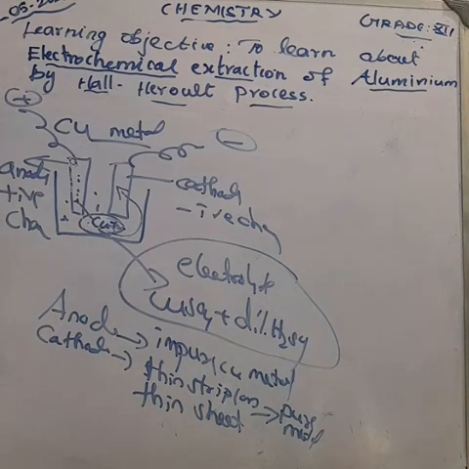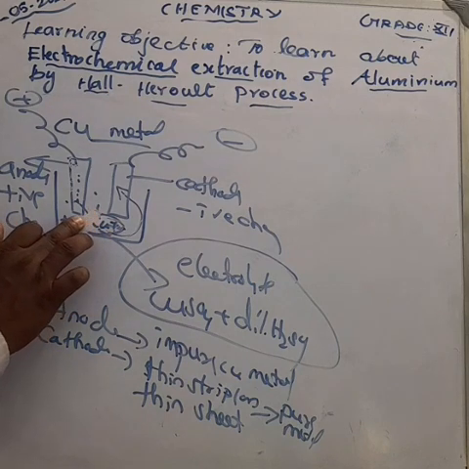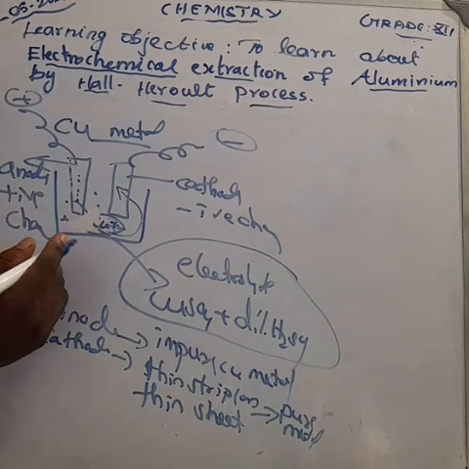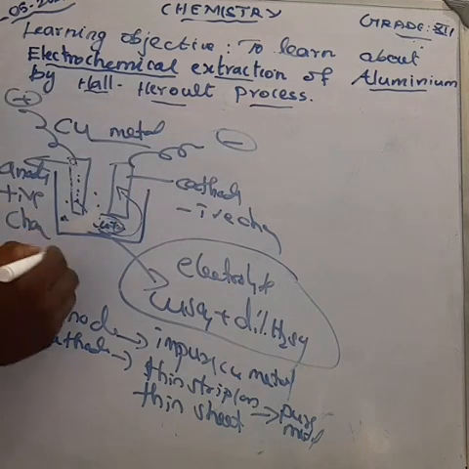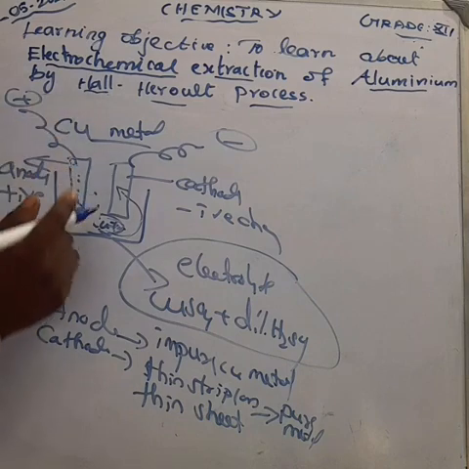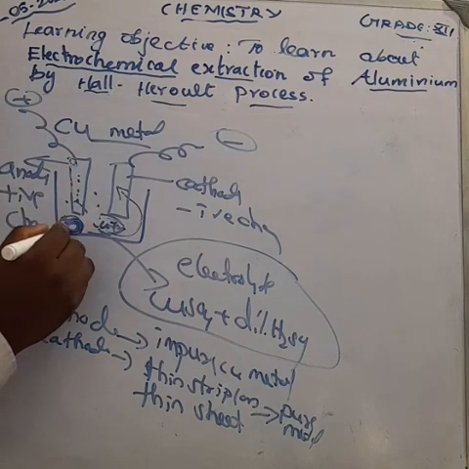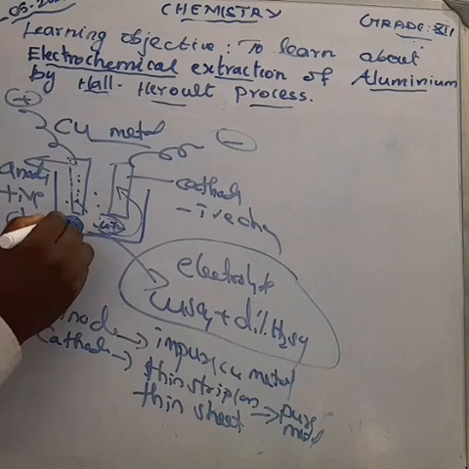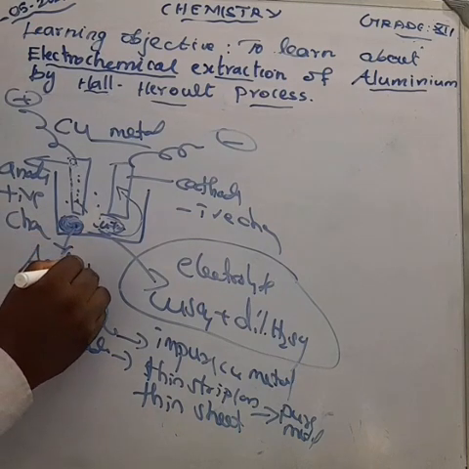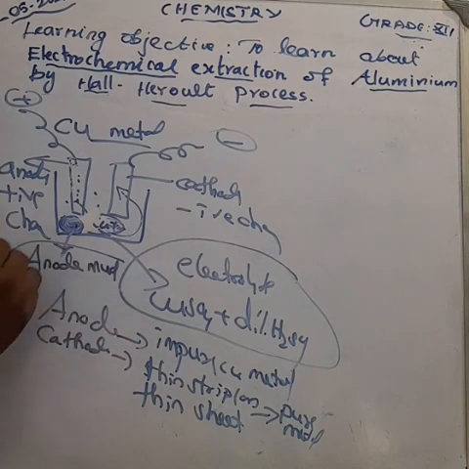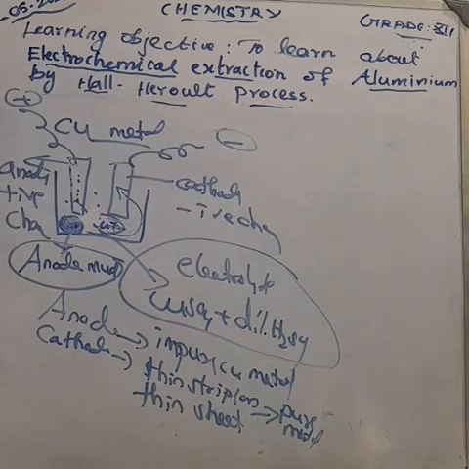What happens to the impurities? That is our question. During the electrolysis, the impurities in the anode settle down at the bottom and are removed as anode mud. Anode mud means waste, impurity.